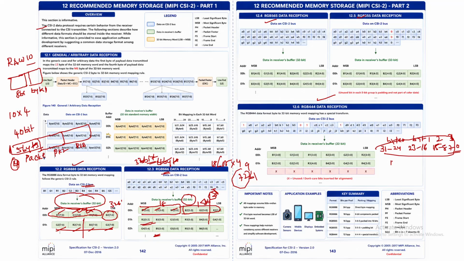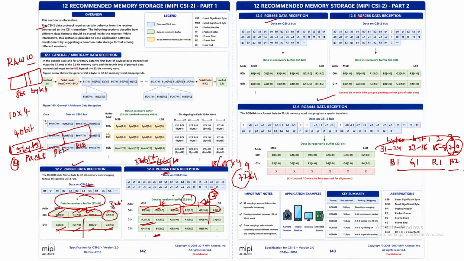But here, R1 is transmitting, B1 is transmitting, and then R1 is transmitting. But 32 bits are not completed. Here only 24 bits are complete. The remaining 8 bits are combined with the next packet. Then B2 will be considered in packet 1 only. That is the arbitrary model we are taking. Based on that only, we are transmitting from the transmitter side to the receiver side.